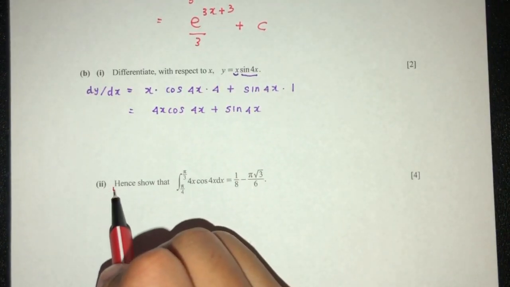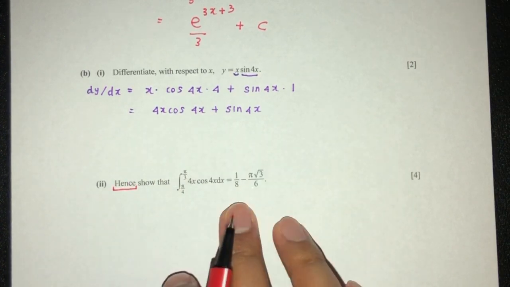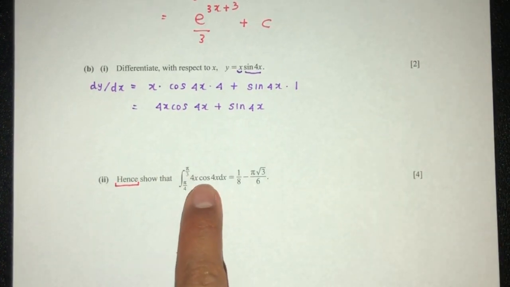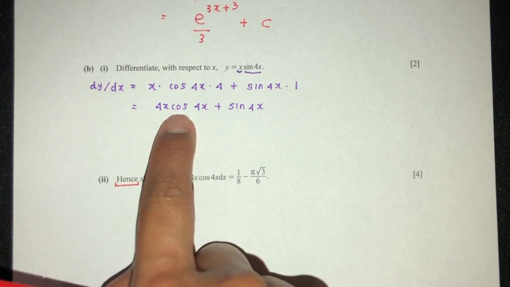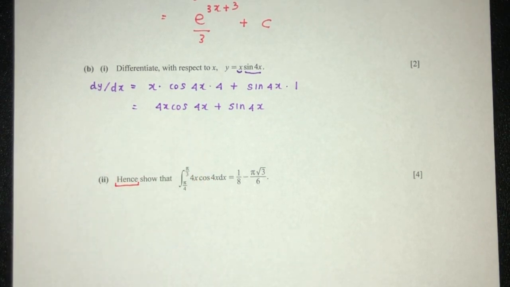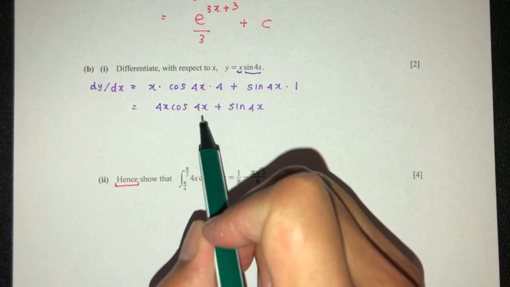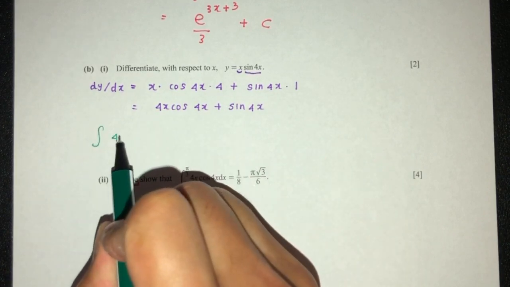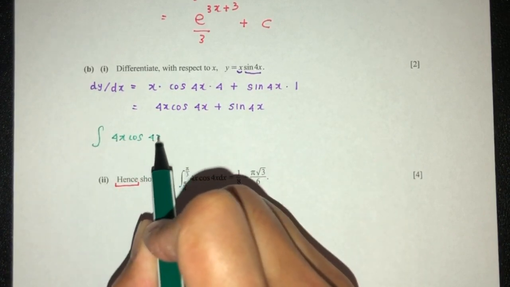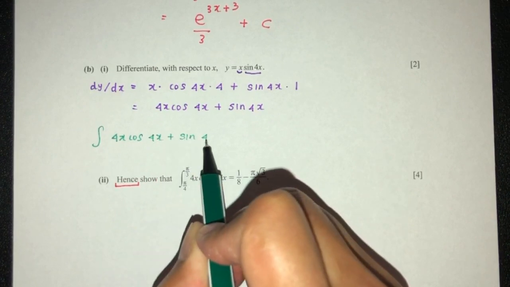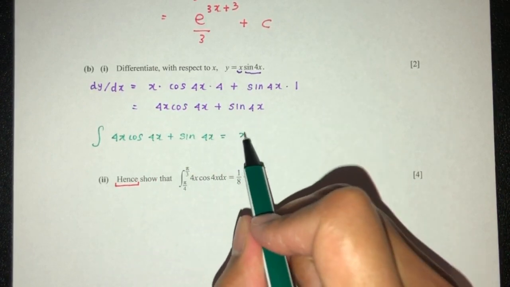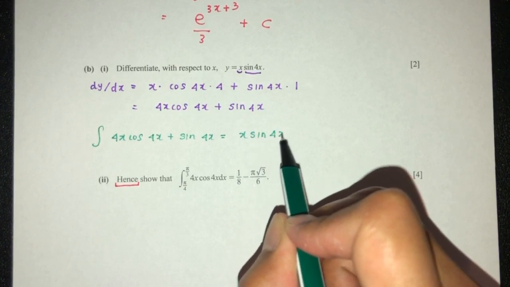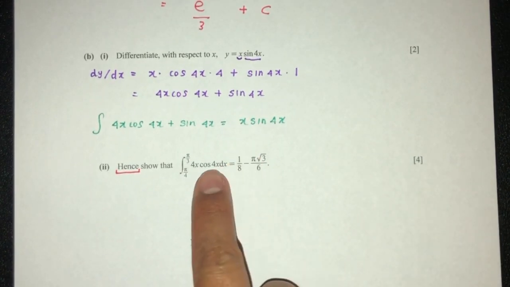Now let's move on to part 2. Hence, now whenever you see hence, it means we have to use part 1 to solve this question. So we have to solve this. Now where have we seen this? We have seen this exactly right here. So something we have to understand here is that integration is a reverse process of differentiation. So what does that mean? It means that when we differentiate this one, we get this one. But if you were to integrate this one, right, this one at the end, you're supposed to get back the original expression. That's the main idea.